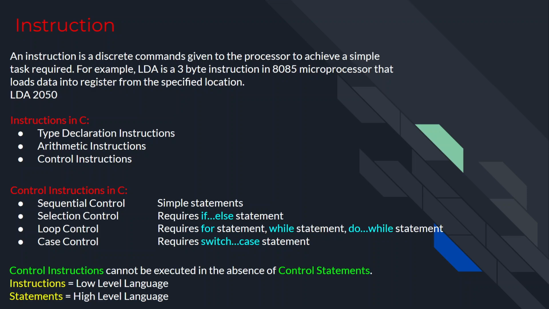Control instructions cannot be executed in the absence of control statements. So these are the control instructions and these are our control statements. Whenever we are talking about instructions, we are talking in low level language, and whenever we are talking about statements, we are talking about high level language. These are the high level language terms and these are the low level language terms.